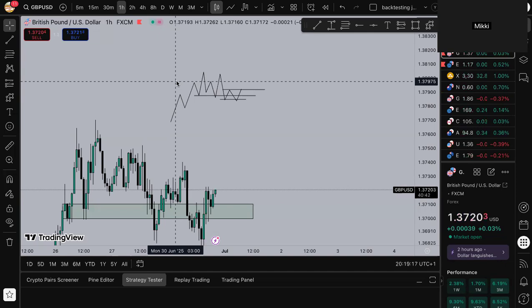That's when top-down analysis comes in. Okay, you go to your daily time frame, you see, okay, I'm seeing we're in an uptrend, and I'm seeing a bullish engulfing on my daily time frame.